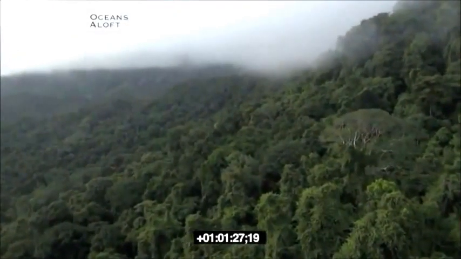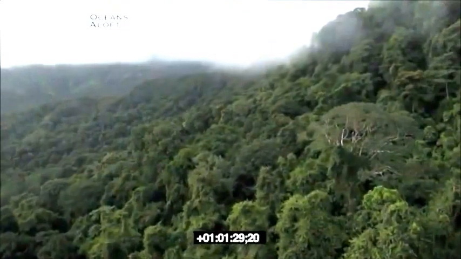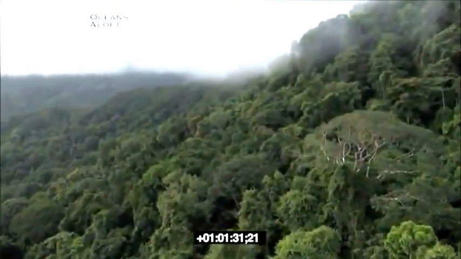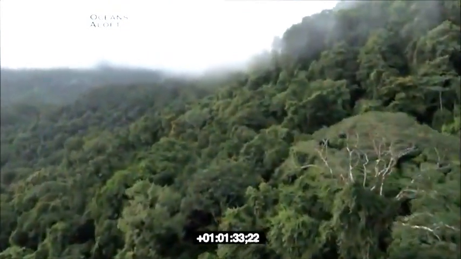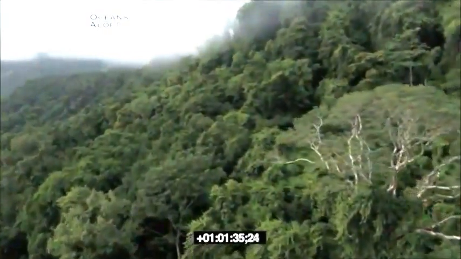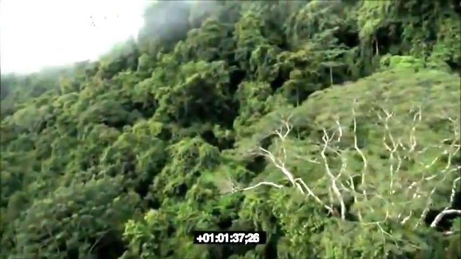It is very hard for scientists to study the rainforest canopy because it is so hard to reach. So they build walkways up into the trees so they can walk around up there.